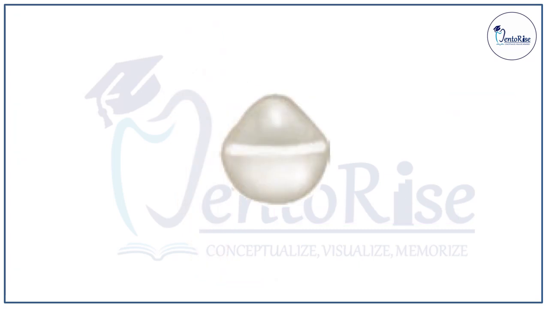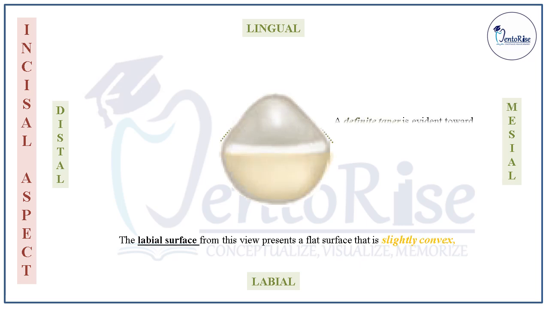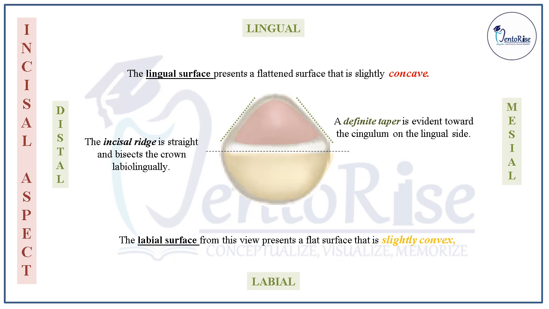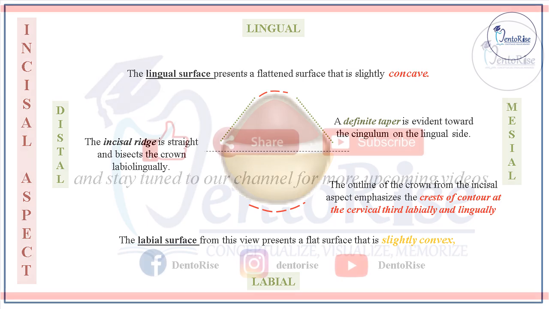Lastly, talking about the incisal aspect, the labial surface from this view presents a flat surface that is slightly convex. As we move from the labial to the lingual side, a definitive taper is present towards the cingulum. Then the lingual surface presents a flattened surface which is slightly concave. The incisal ridge is straight and bisects the crown labiolingually. Also, the outline of the crown from the incisal aspect emphasizes that the crest of the contour labially and lingually are present in the cervical third.